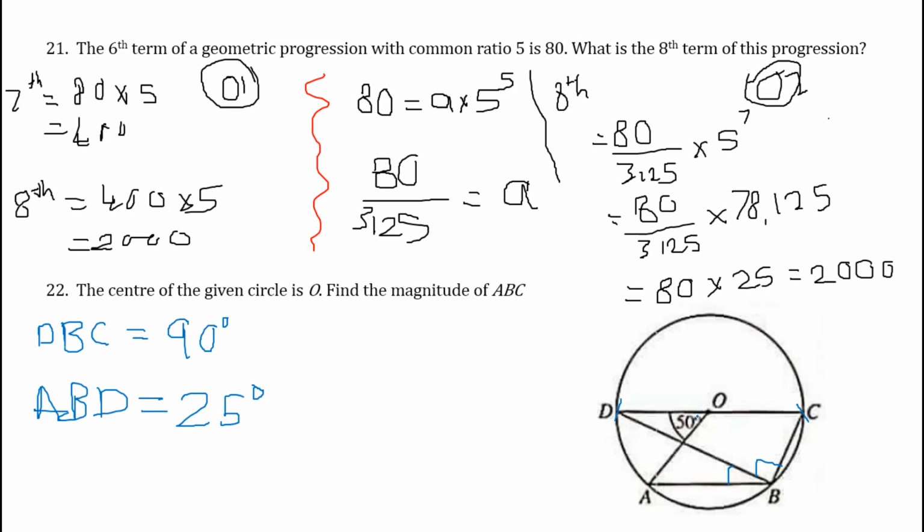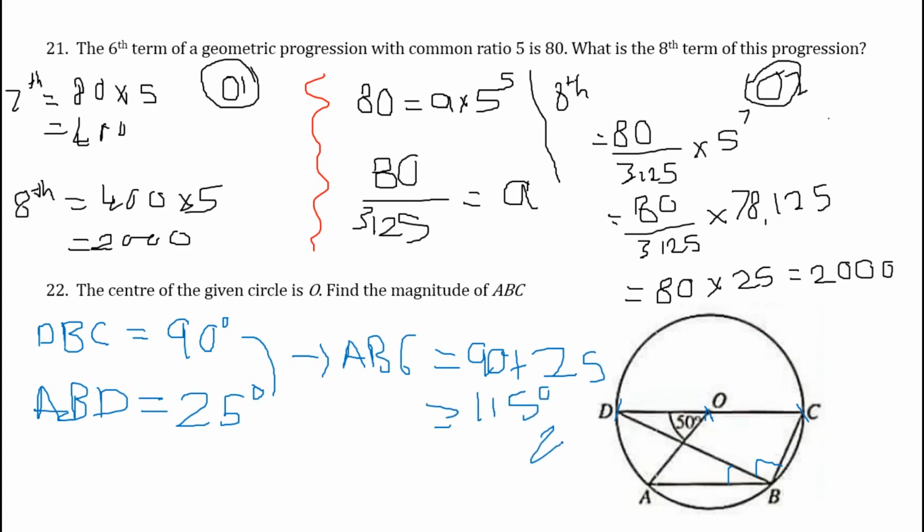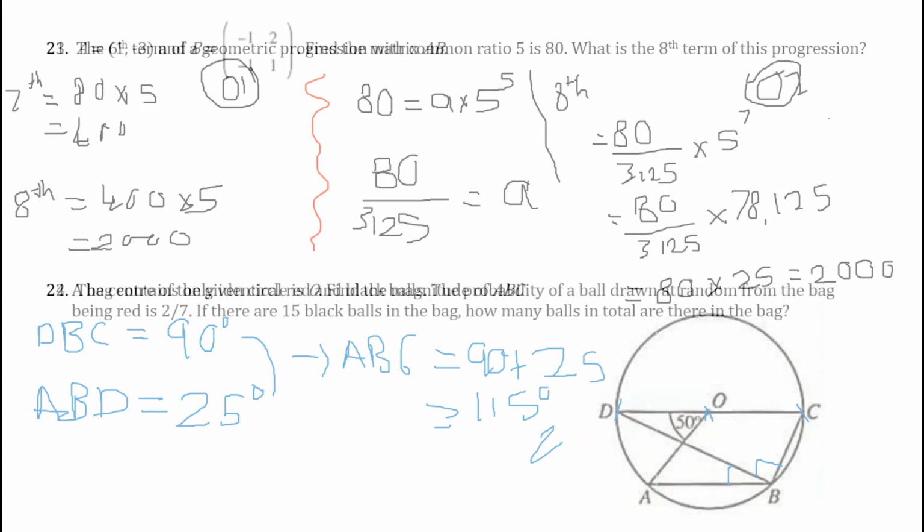So, therefore, the angle ABC will be equal to the sum of these 2 angles. That will be equal to 115 degrees. So I hope you understood it. With that, let's move on to the next set of questions.